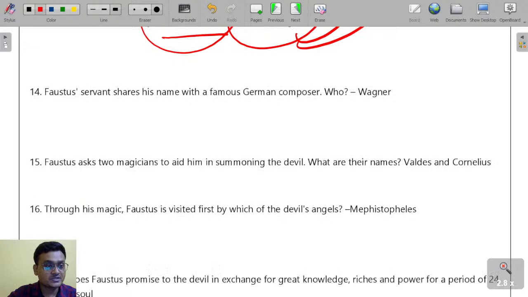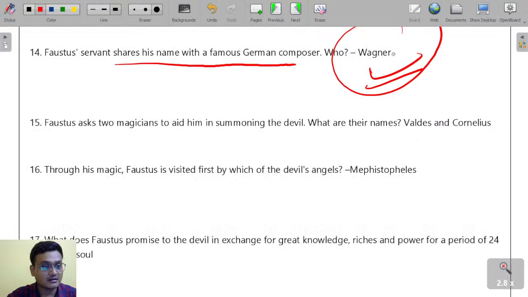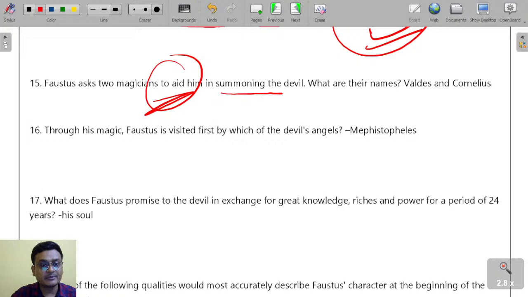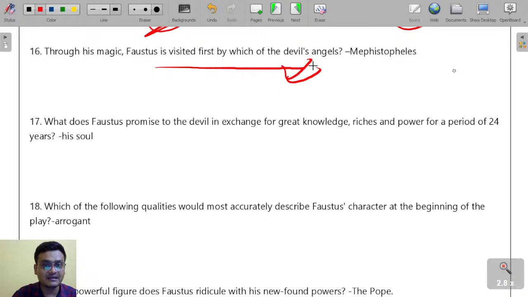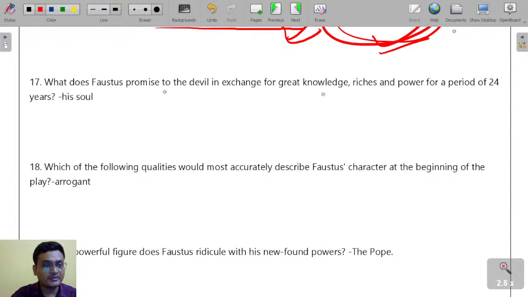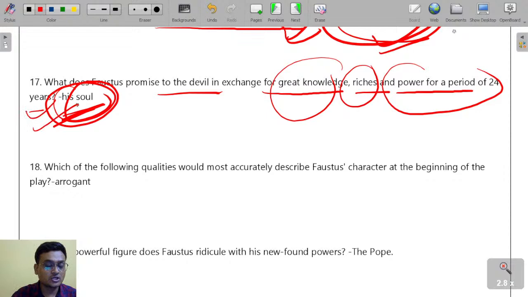Faustus' servant shares his name with a famous German composer. Who is he? Wagner. Faustus asks two magicians to help him in summoning the devil. What are their names? Valdes and Cornelius. Through his magic, Faustus is visited first by which of the devil's angels? Mephistopheles. What does Faustus promise to the devil in exchange for great knowledge? Faustus gives his soul in exchange for great knowledge and rich power for a period of 24 years, to Mephistopheles.